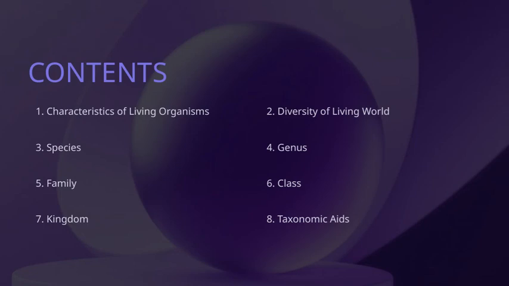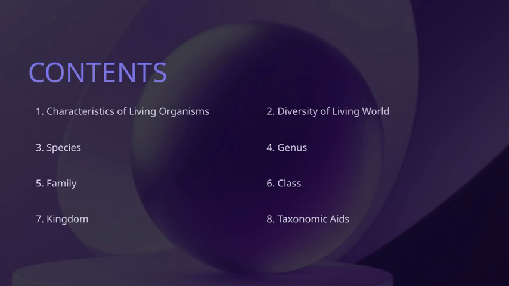Let's take a closer look at the taxonomic aids we use to organize the diversity of the living world. Starting from the broadest category, we have the kingdom, which groups together large, fundamental categories of life. Moving down, we have the class, which narrows things further by grouping similar types of organisms within a kingdom. Next is the order, which classifies organisms that share even more specific features. Then we come to the family, which contains closely related genera, or groups of species. The genus itself is a way of grouping species that are very similar and closely related.